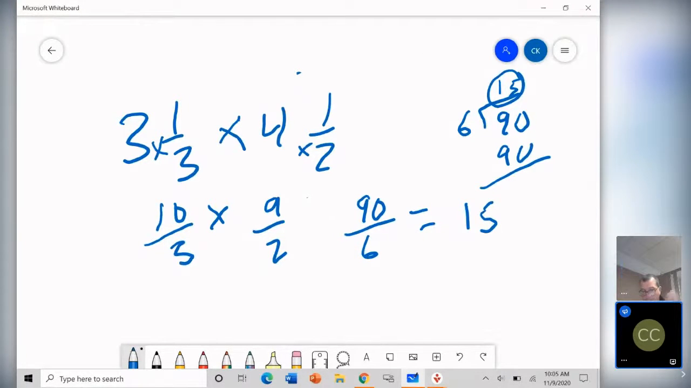Okay? So we started out multiplying with mixed numbers. When we got done, we had a whole number. And there's no fraction, it's just 15. And that can happen from time to time. Okay, let's do another one.